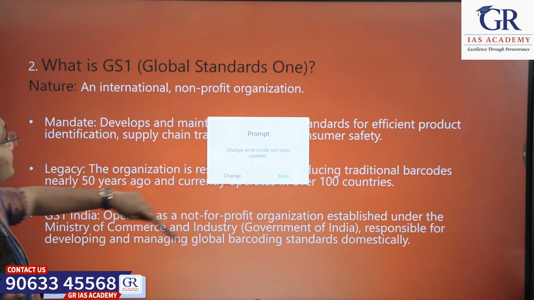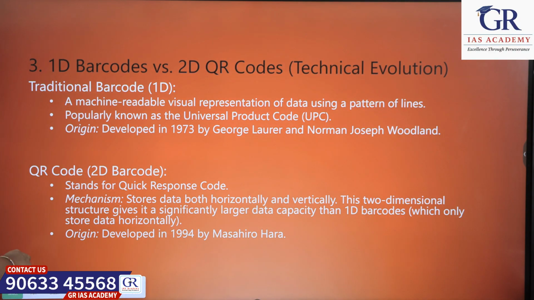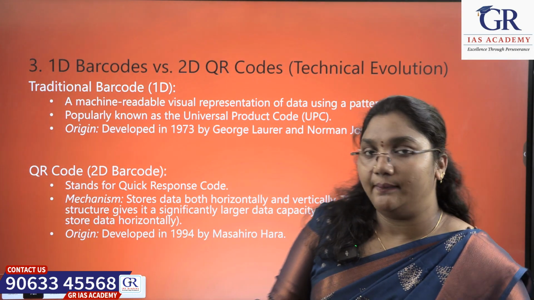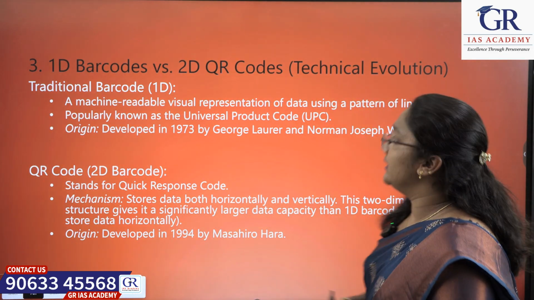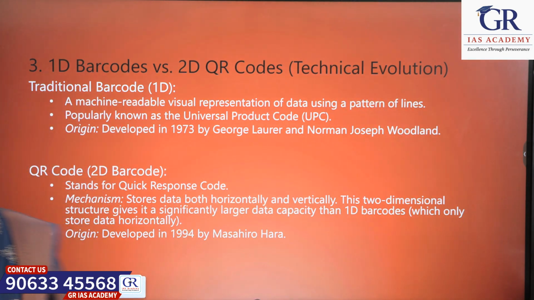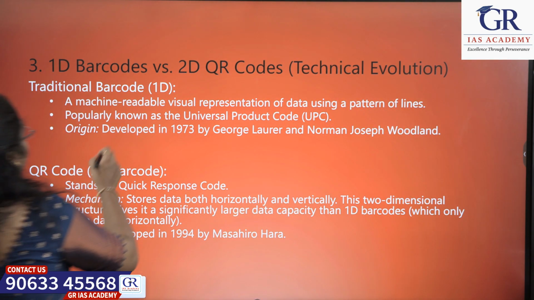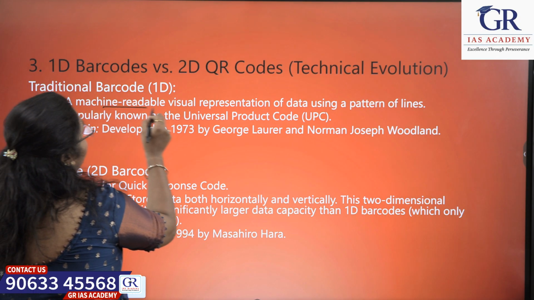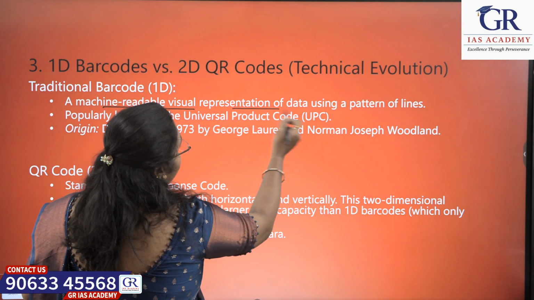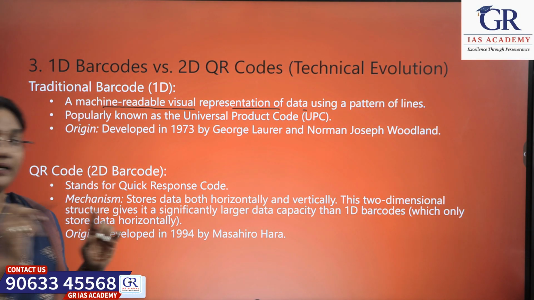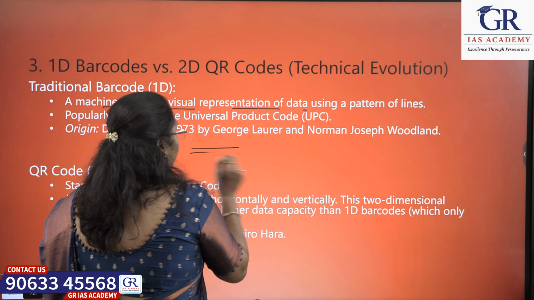Okay. Next, we have seen all this. Now, previously I told you one-dimensional barcode and two-dimensional barcodes. Let us see the differences. What is the technical evolution of one-dimensional barcode and two-dimensional barcodes? See, the traditional barcode, the one-dimensional barcode, is a machine-readable, visible representation of data using a pattern of lines.